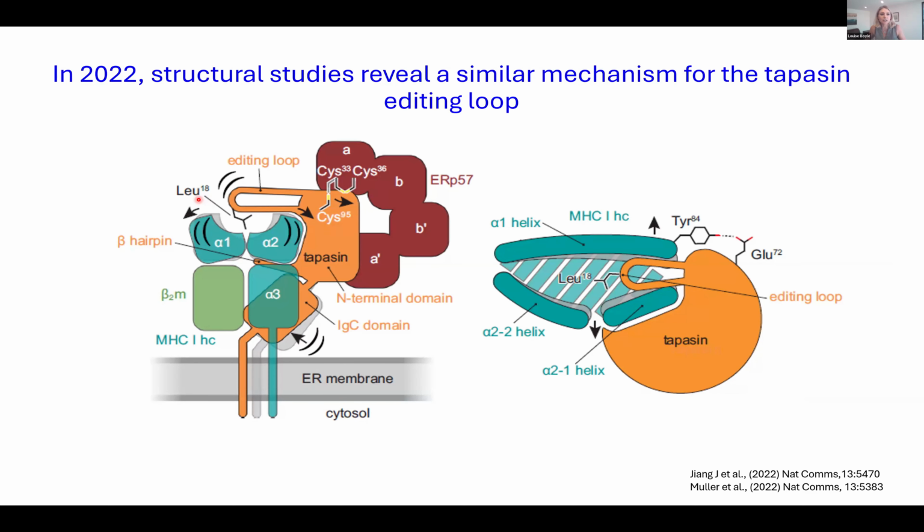Then subsequently in 2022, structural studies revealed a similar mechanism for tapasin-mediated peptide editing, with tapasin also containing a similar loop region, albeit shorter, which has a leucine residue, which has the potential to interact with the MHC class 1 F pocket too.